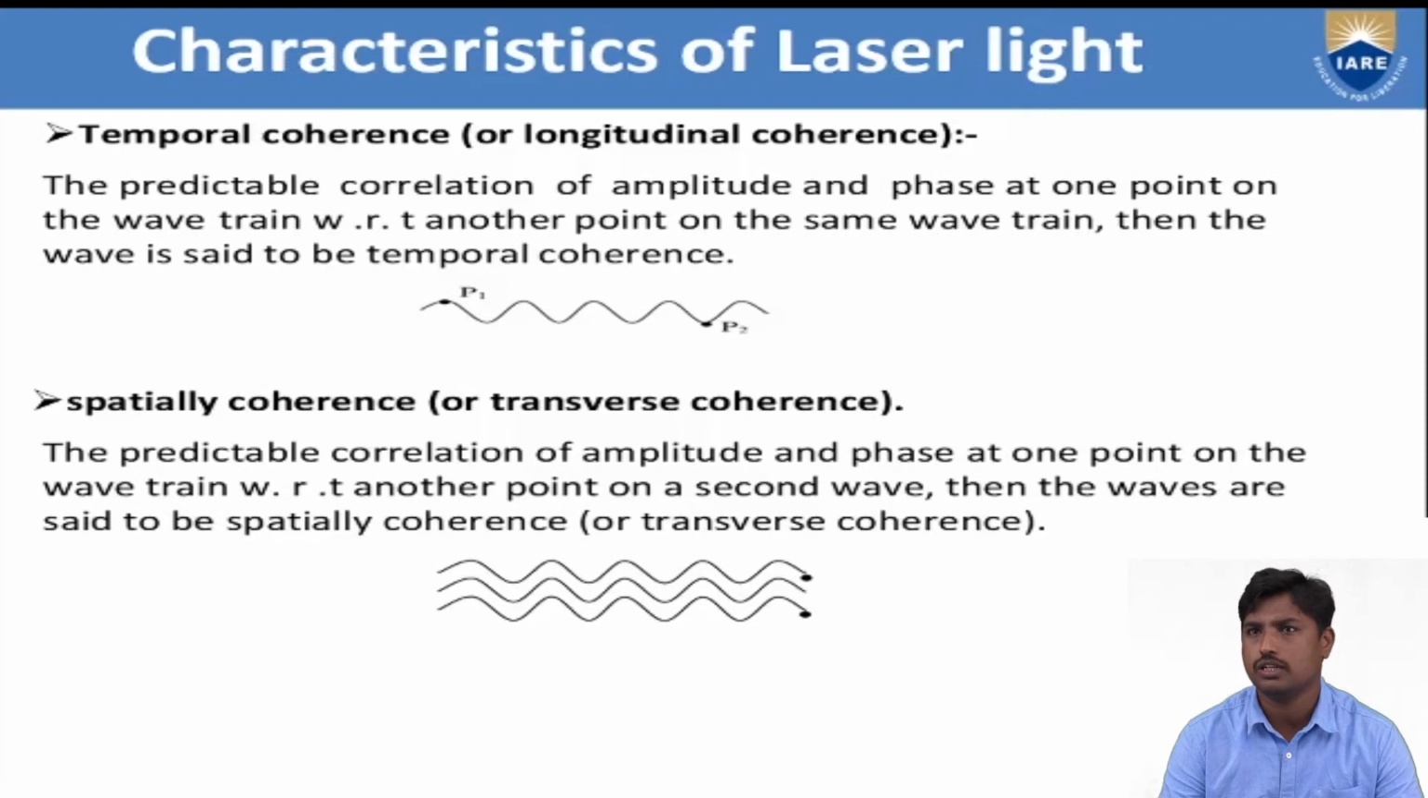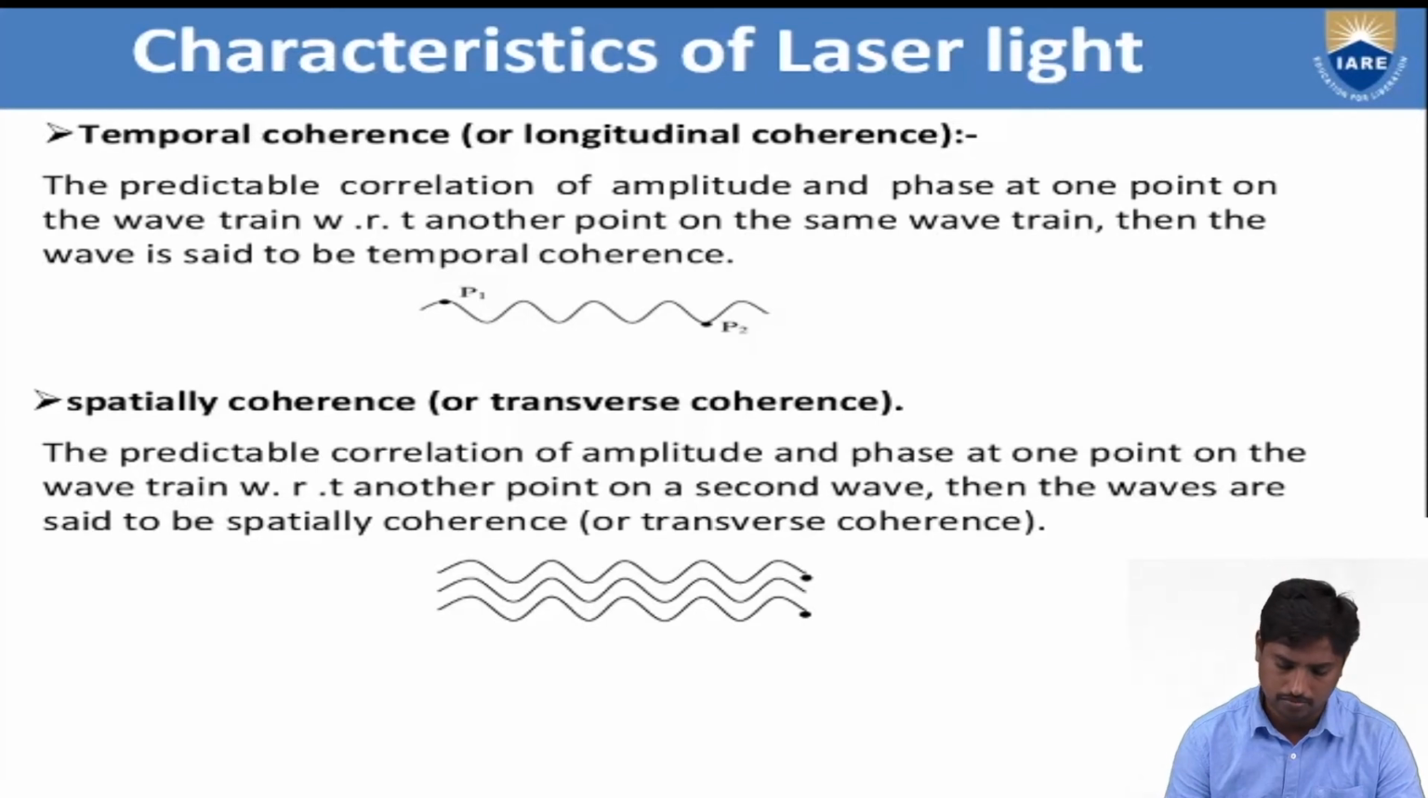Coming to spatial coherence, also called transverse coherence: the predictable correlation of amplitude and phase at one point on the wave train with respect to a point on another wave, then the waves are said to be in spatial coherence, or transverse coherence.